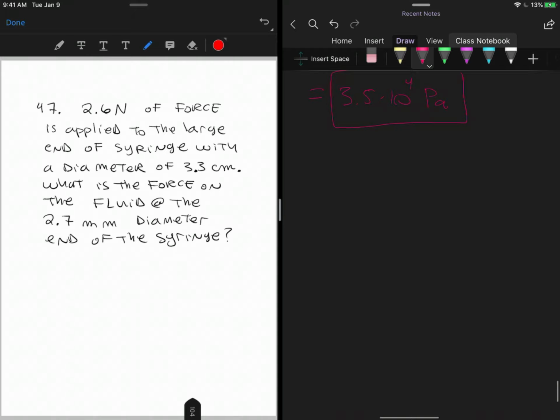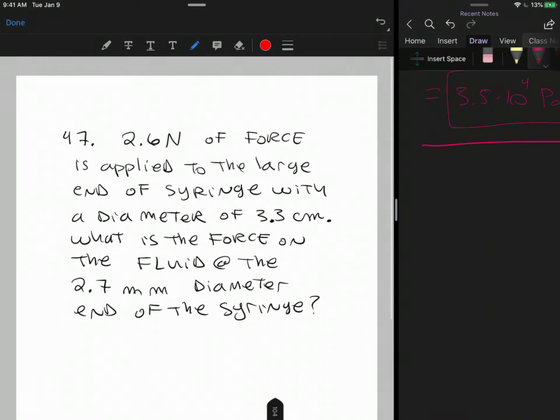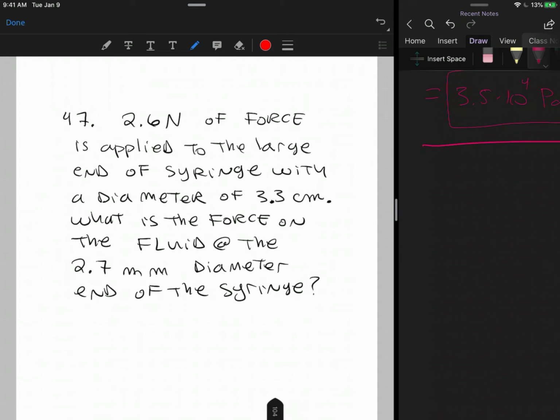Now try this one. We have 2.6 newtons of force applied to the large end of a syringe, and the large end has a diameter of 3.3 centimeters. We want to find the force on the fluid at the small end of the syringe, which has a diameter of 2.7 millimeters. Go ahead and pause now, try to solve this, and when you're ready, unpause.